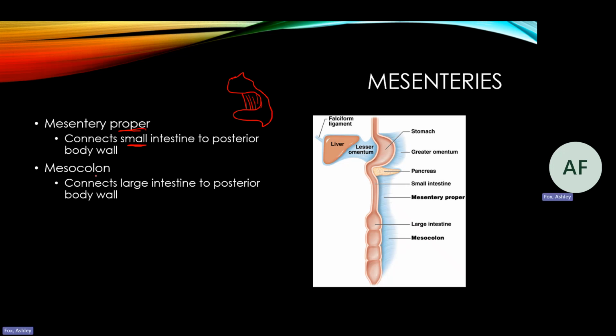We also have mesocolon. This is dealing with the large intestine, and it connects the large intestine to the posterior body wall as well. So we're able to hold all of our intestinal tract in place. We can hold the small intestine in place to the posterior body wall and between each other with the mesentery proper. And we can hold the large intestines in place and between each other with the mesocolon.